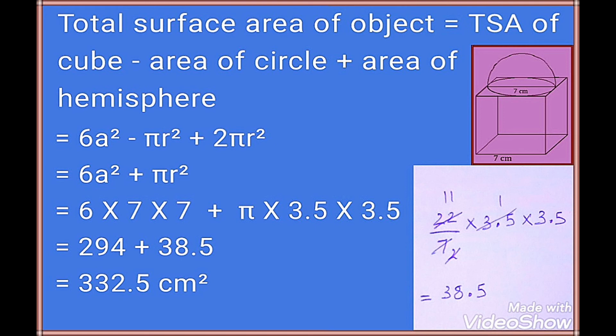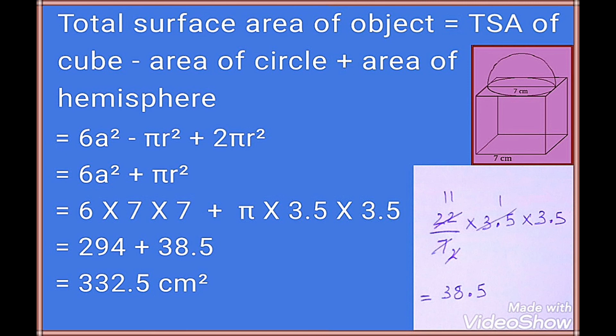Now we know that the radius of the base of the hemisphere and radius of the hemisphere is one and the same. Radius of the hemisphere is nothing but the radius of the base. So we can just subtract pi r squared from 2 pi r squared. So the resulting formula will be 6a squared plus pi r squared. Now let us substitute the values.